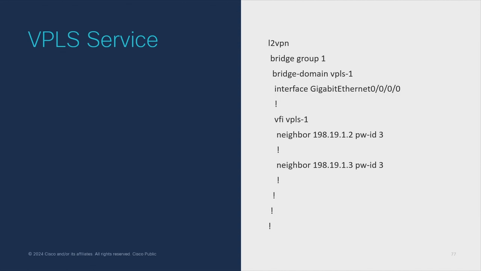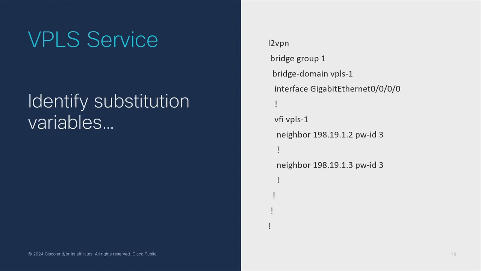This is the configuration we'd want to generate. So we would start with, on Cisco, a snippet of the configuration. This is how you might configure your VPLS service on Cisco on one device with two neighbors. And then what I want to do from here, as we saw in the slides earlier, is identify the substitution variables. The first thing I'm interested in here is perhaps the name. For the bridge domain and the VFI, I'm using the same name. So maybe I'll make this the name of my service.